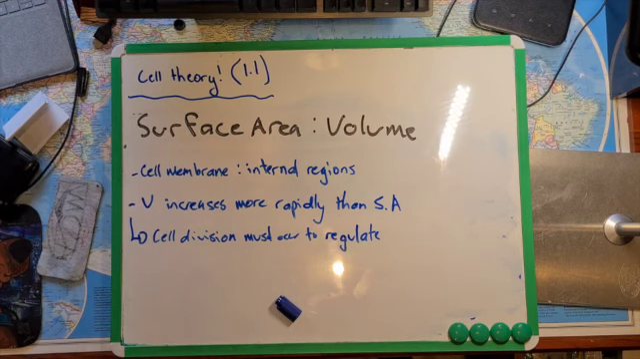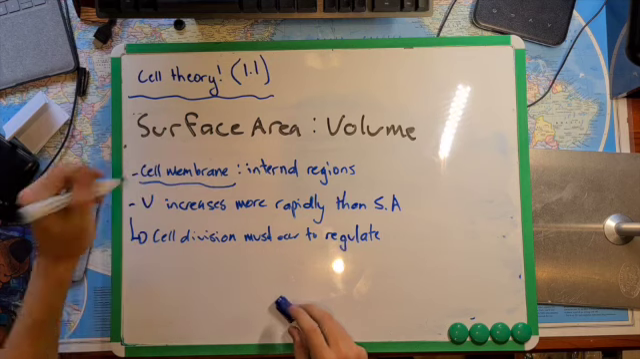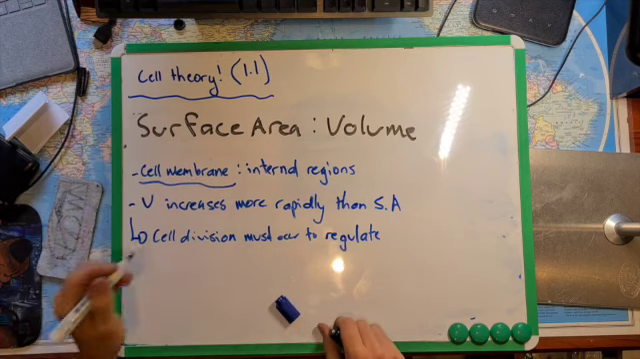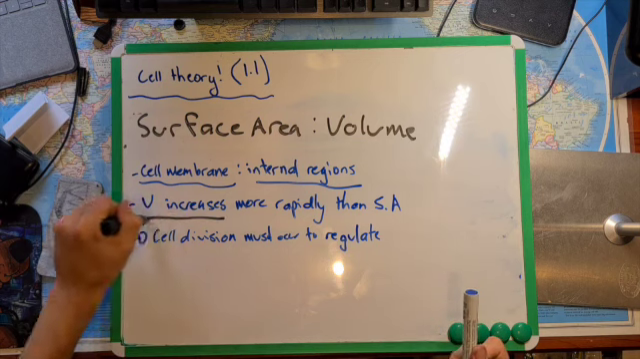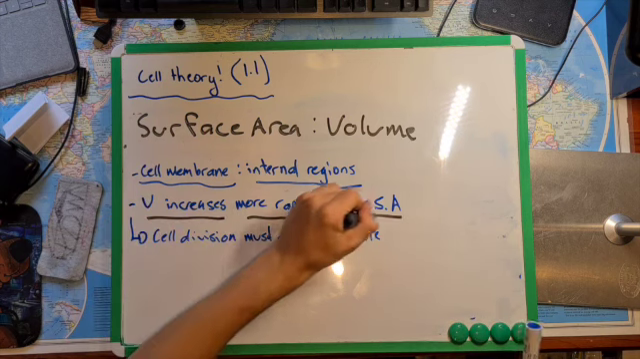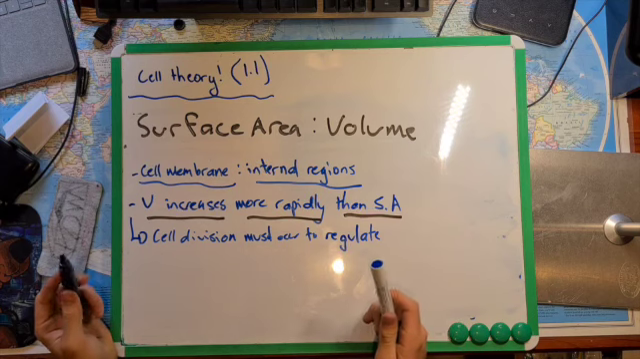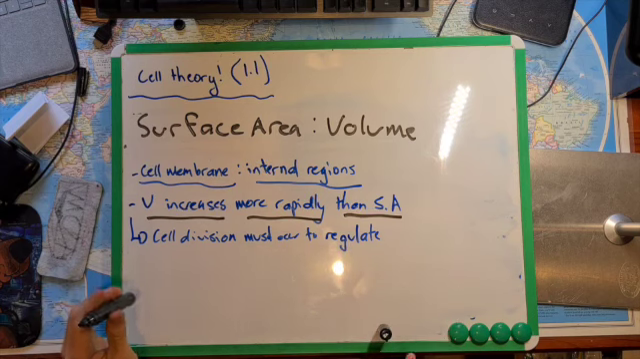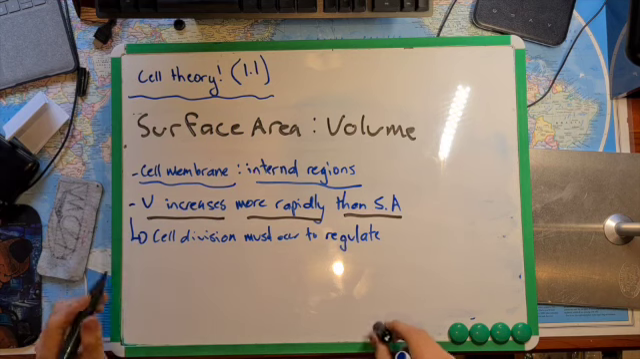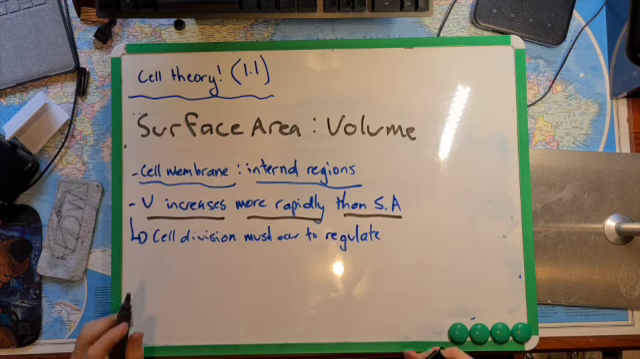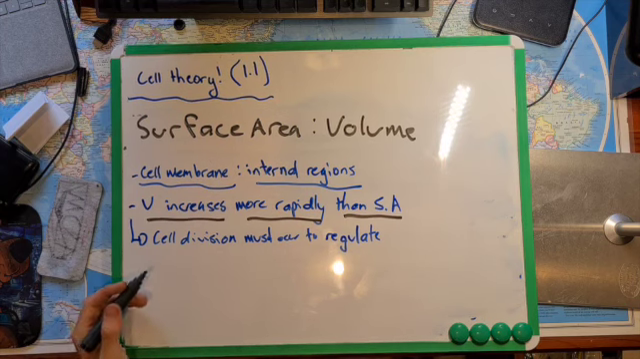Surface area to volume ratio is the next concept that will be discussed, and it is relevant across all cells, with the surface area representing the membrane around the cell, whilst the volume represents all of that internal region of the cell. As the volume increases, it's more rapid than your surface area increasing. So this therefore means that cell division will have to occur to regulate this, because as a cell's volume increases, there is a larger volume of metabolic reactions occurring.